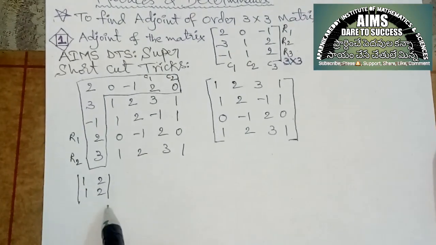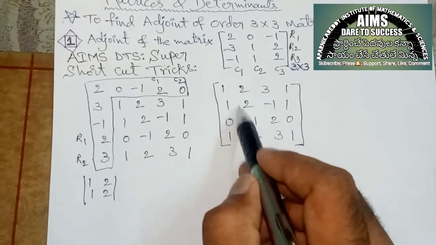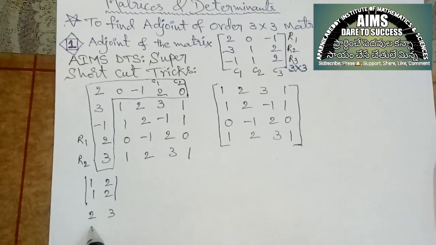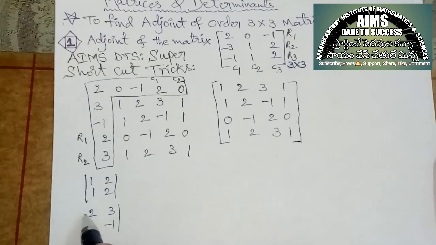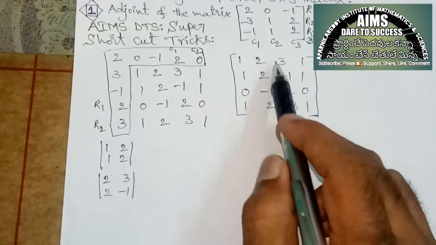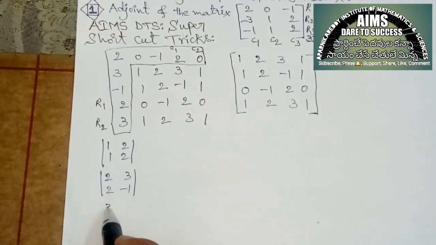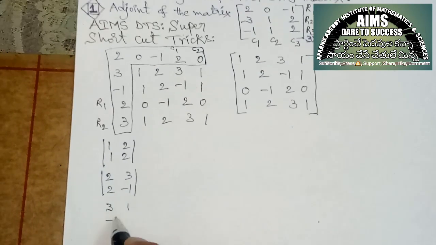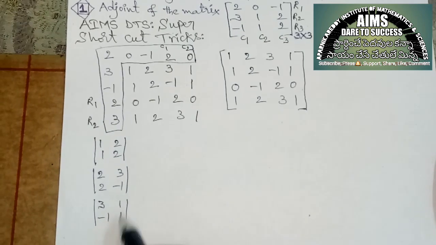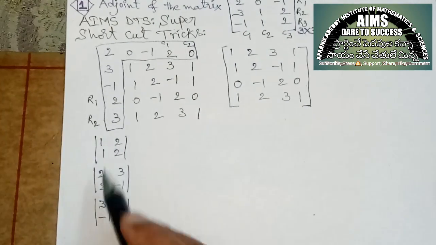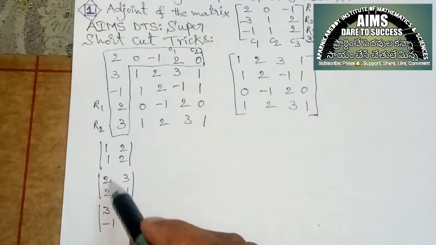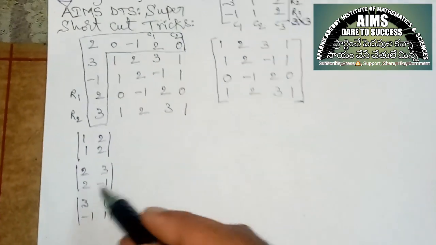For that determinant I am writing here. Next values 2, 3, 2, minus 1. You can write in column wise. After that, the remaining values 3, 1, minus 1, 1. Applying the determinant, I am writing in column 1. Here the row values you can write column wise.